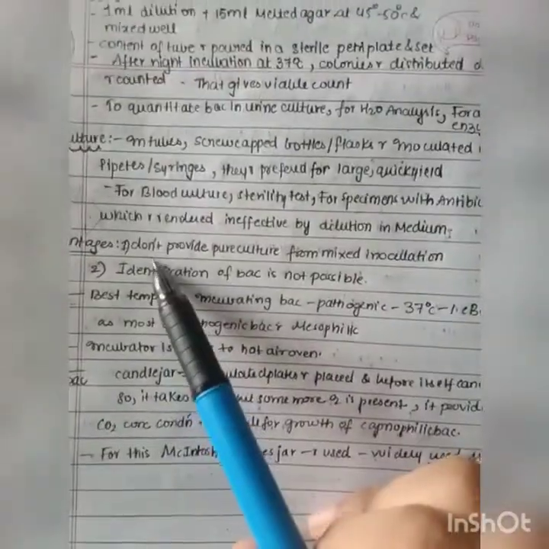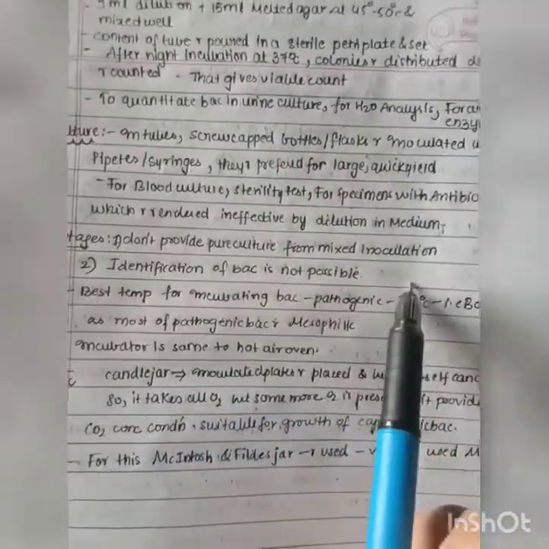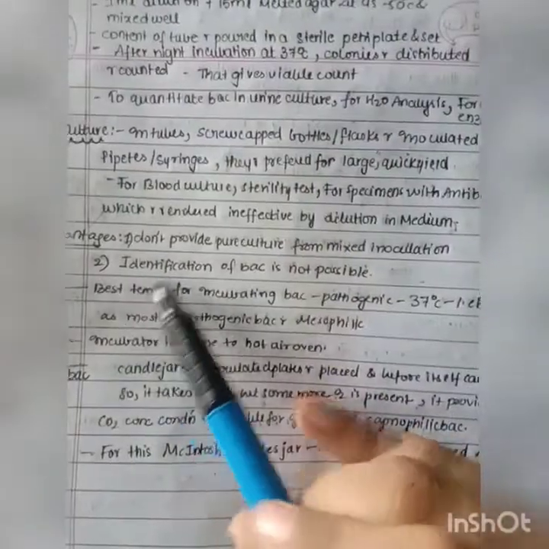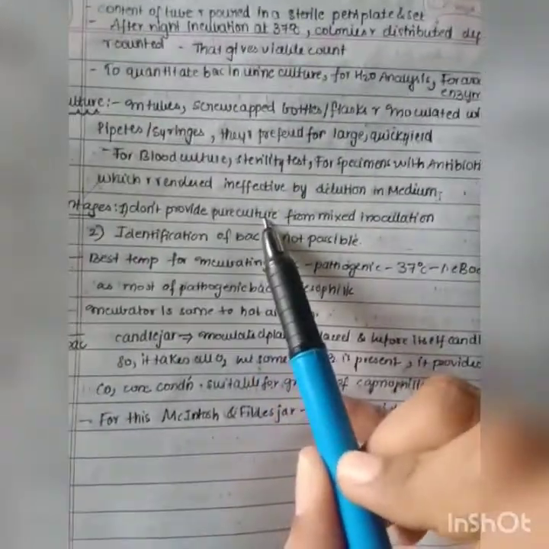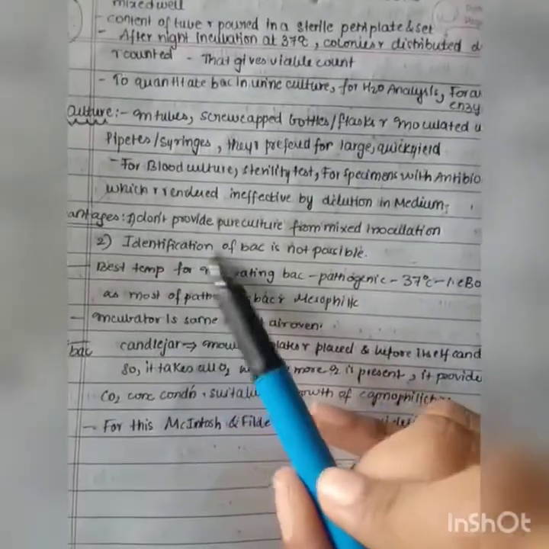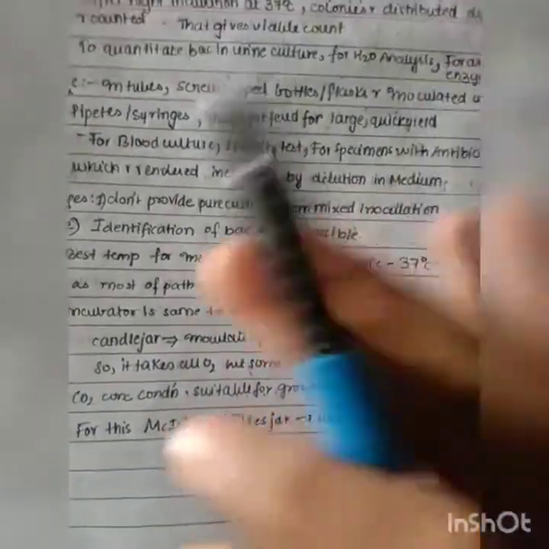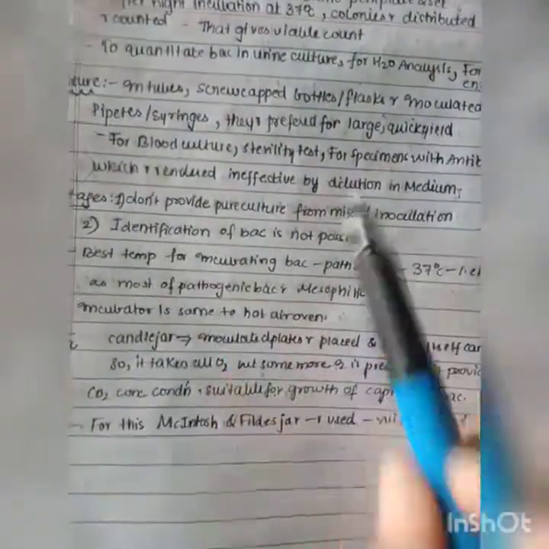Liquid culture is just like we use a flask and pour the culture there, but there are disadvantages. It doesn't provide pure culture from the mix, as all the liquid is mixed, so it cannot provide an isolated organism or pure culture. And next, identification of bacteria is not possible because all are mixed, so we can't identify which is the specific bacteria.